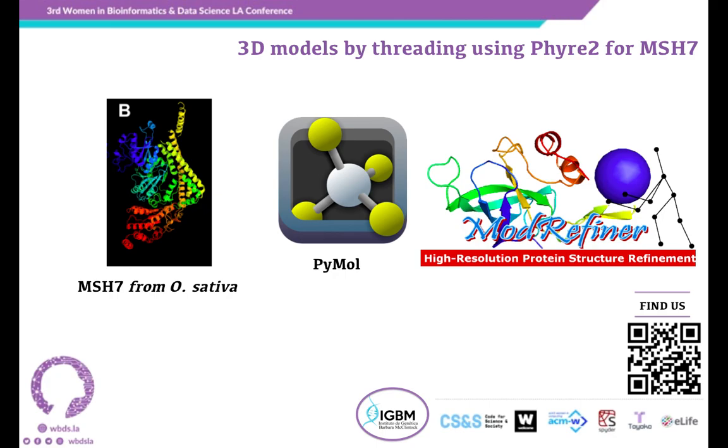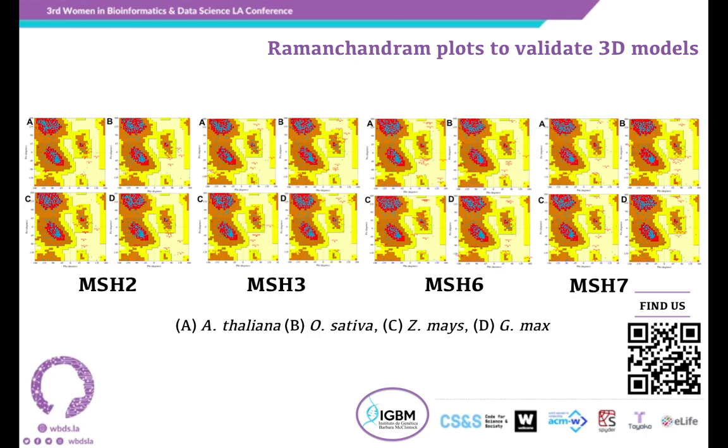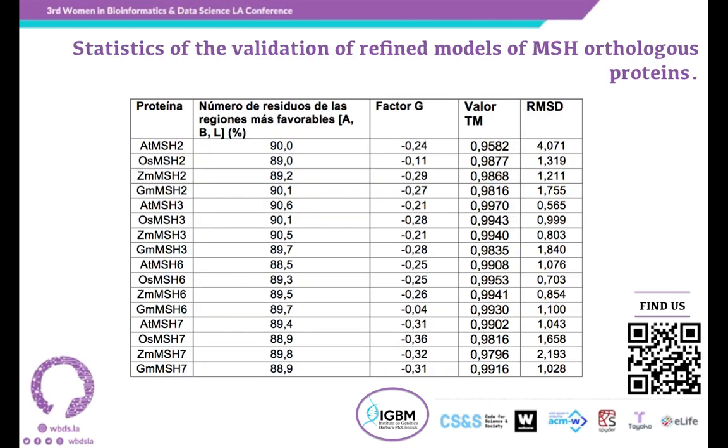MSH proteins were modeled three-dimensionally with Swiss-Model, PHYRE2, and Robetta. The models were refined with ModRefiner. We did Ramachandran plots to validate the 3D models. Here are some statistics of the validation of refined models of MSH proteins.